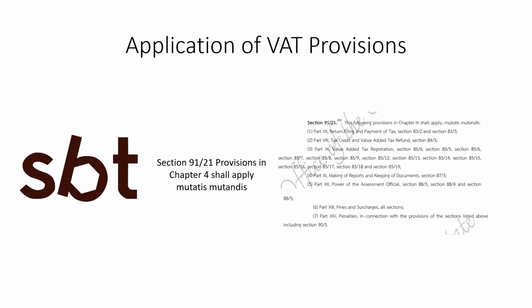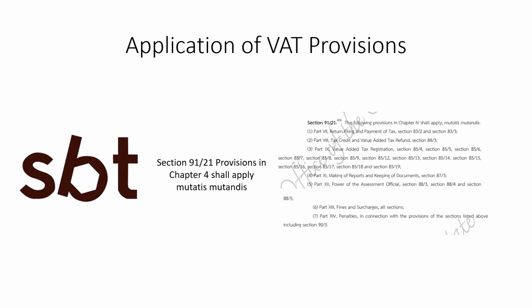And you can see that SBT only has 21 provisions, and in case anything happens and you don't have any provision to apply to the facts, Section 91/21 also provides that in case there is no specific provision under Chapter 5 that applies, the provisions of value-added tax that we learned last week will be applied to the SBT as well, because both share some similarity or common characteristics.